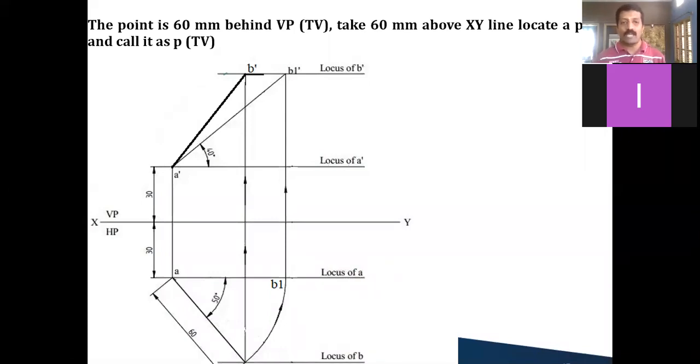How to get the true line diagram in the top view? The true line diagram is already here, A dash and B1 dash. You can take this, the shortcut method I am telling you. A as the center, you can cut the locus of B. You can join that and you can get it.